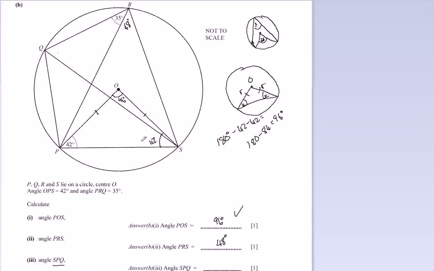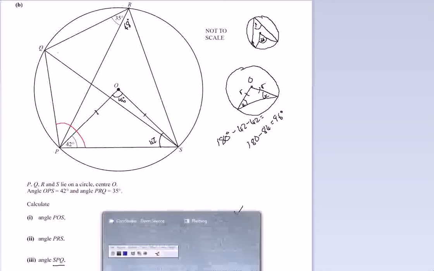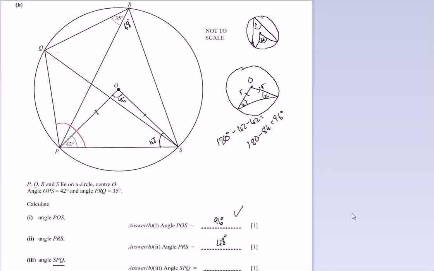Angle SPQ, so it's this whole angle. That's SPQ, that's angle P which we're trying to find. And luckily, if we have a look very closely, SRQP is a quadrilateral in which all the corners of this quadrilateral are on the circumference of the circle, which means it's a cyclic quadrilateral. A cyclic quadrilateral means the opposite angles in a cyclic quadrilateral add up to 180 degrees.